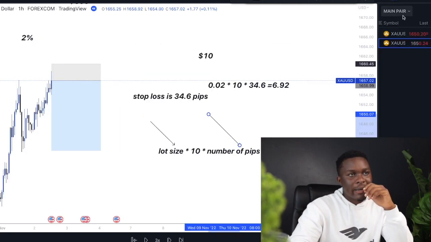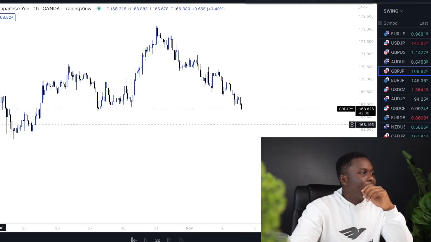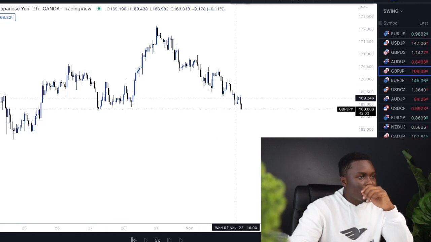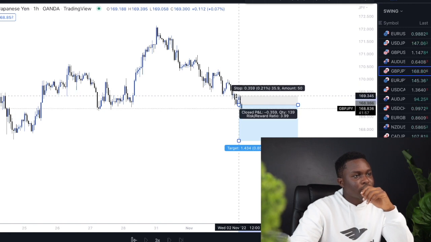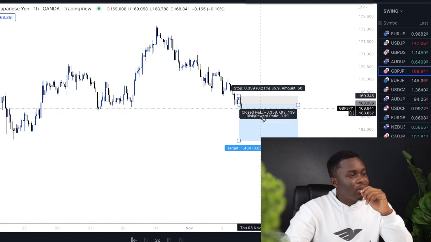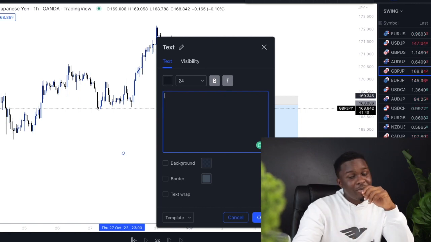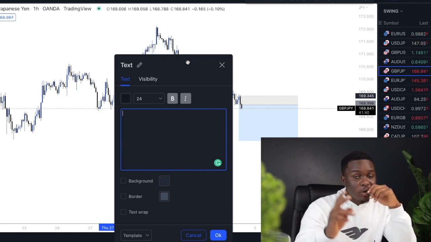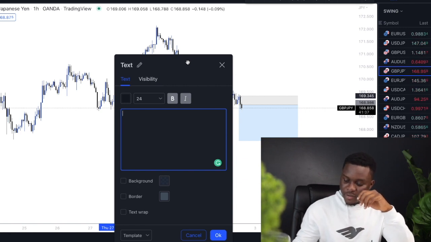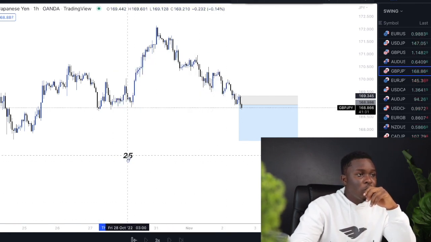Now let me go to a pair, let me say GBP JPY, right? And let's say that I'm taking a sell position from here, and my stop loss is maybe 35 pips. Now the question is, how much money am I going to lose if I want to be risking 5% of that $500 account? So we are going to pull up the calculator. We're going to do 5% of $500. Now 5% of $500 is what? $25.